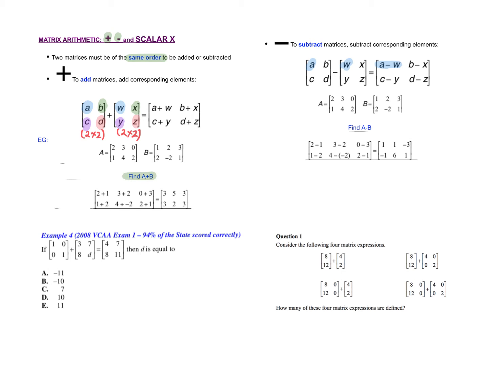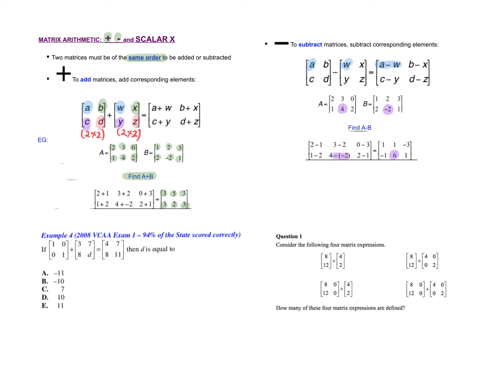See here when we're asked to add A and B, 2 plus 1 is 3, 3 plus 2 is 5, 0 plus 3 is 3. So there they're doing the same element. 1 plus 2 is 3, 4 plus minus 2 would be 2, and 2 plus 1 is 3. Just be careful when you're doing the minusing ones, because you've got to remember, say here, where we have 4 and we're going to minus a minus, a minus of a minus becomes a plus, so that becomes 6. So be careful if you are doing them in your head.